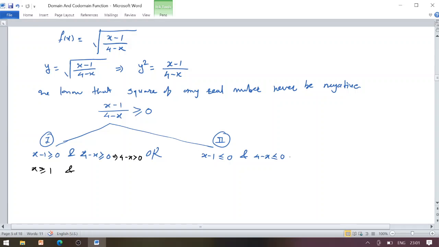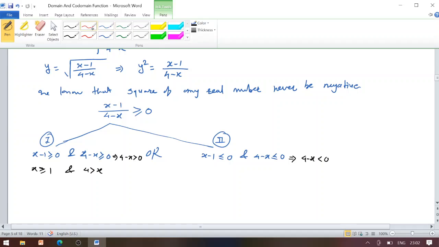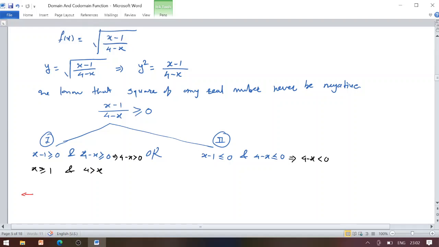Same thing, again 4 minus x is our denominator, so that can never be 0. So we will consider 4 minus x is strictly less than 0 in the second case. So we might have now 4 is greater than x. So now we have to consider the intersecting part of both intervals, because those two conditions are satisfied simultaneously. Then we might have the possible values of x.